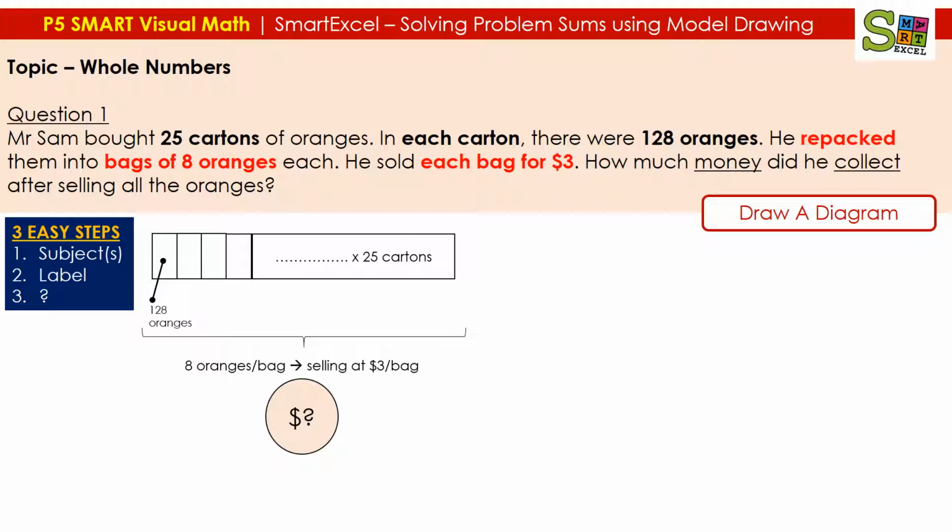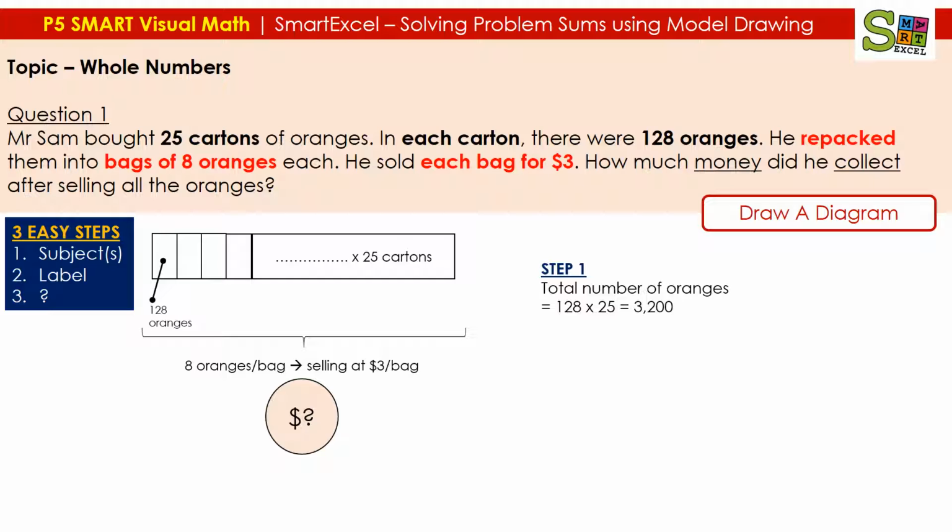Alright, so our first step is, before we can find how much money that we can collect, we need to know the number of oranges that are there in the 25 cartons. So our first step is to find the total number of oranges, which is 128 multiplied by 25, and you can get it at 3,200.